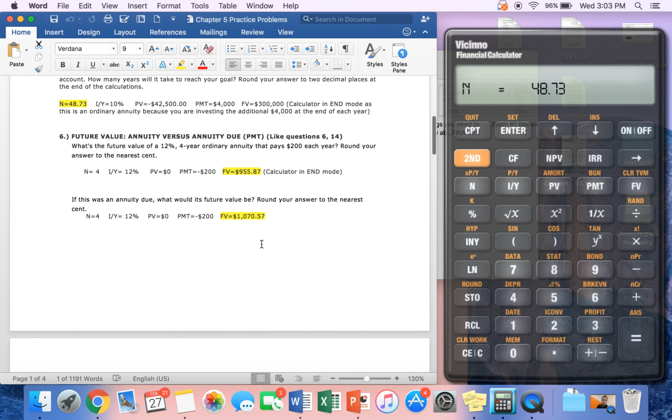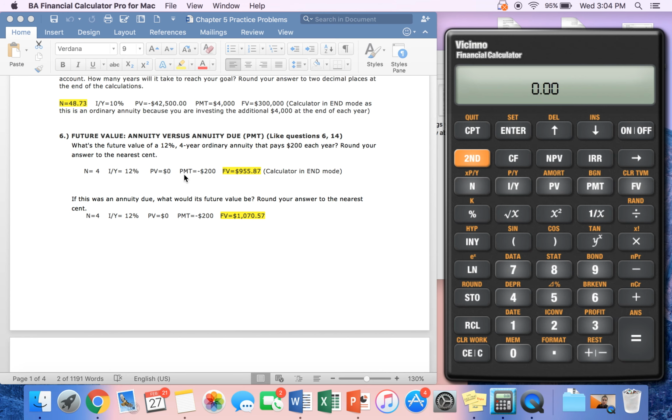So let's go ahead and look at question number 6. So here we're solving for the future value of an annuity due. The thing that I want to point out here is that you should make sure that you understand which mode your calculator is in. In the first question, it says that we are dealing with an ordinary annuity. So you want to make sure that your calculator is in end mode before you attempt this problem. And then in the second question, it says if this were an annuity due, what would your future value be? So here you really want to make sure that you have your calculator in beginning mode.